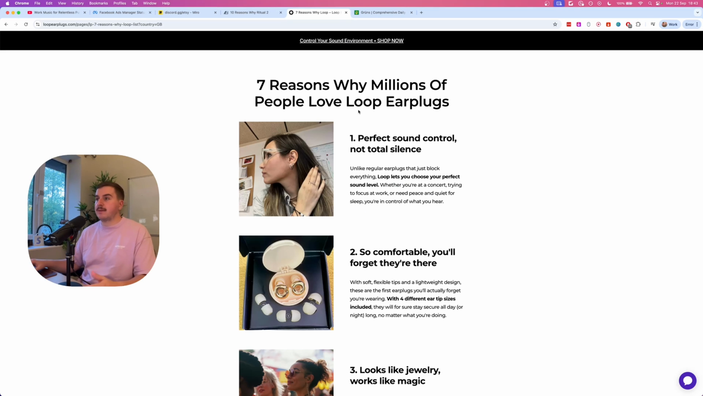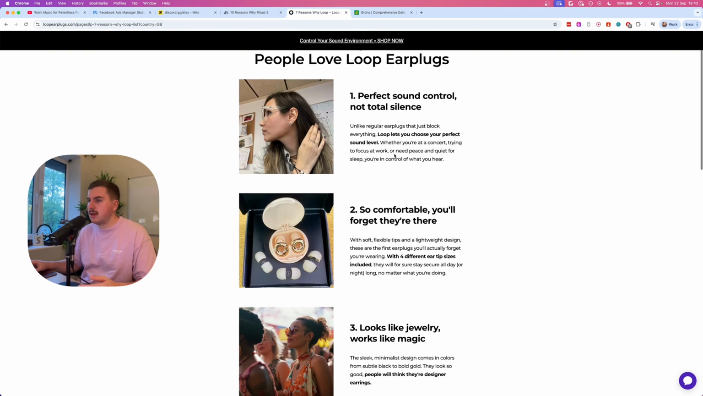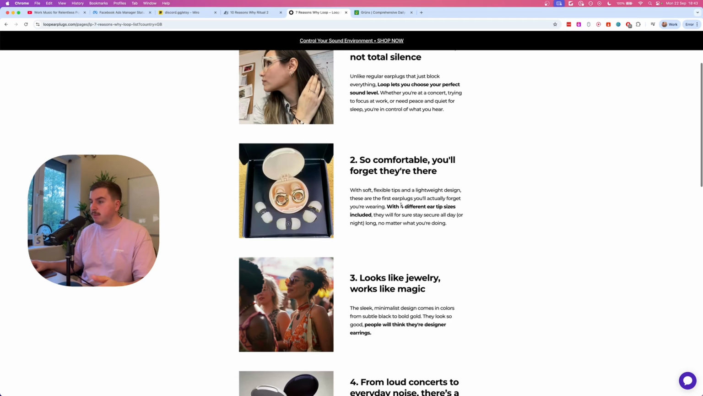Now we have the Loop Earplugs listicle. Seven reasons why millions of people love Loop earplugs. Wow. Oh, millions of people love it. One perfect size sandwich on no total silence. Oh, yeah, I do like that. So comfortable you forget they're there. That's one of the problems I have with AirPods.